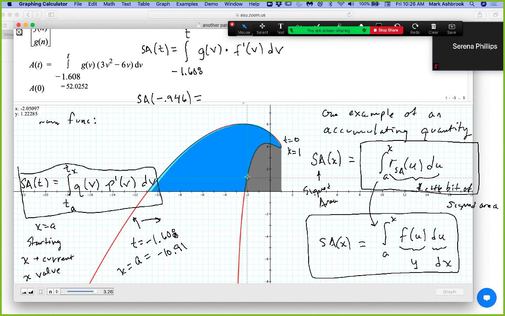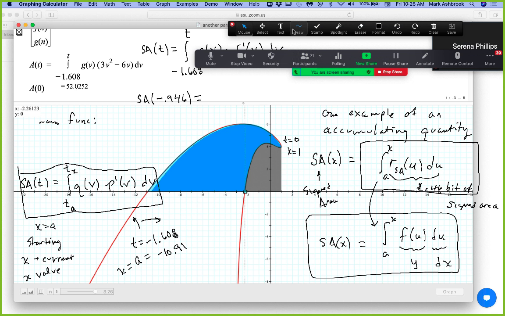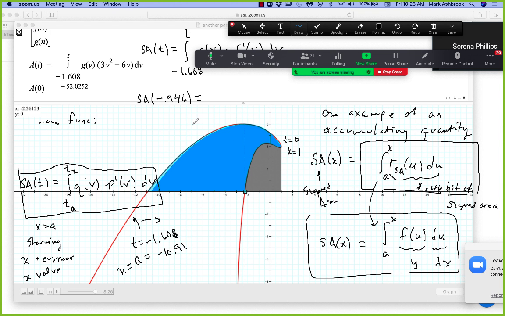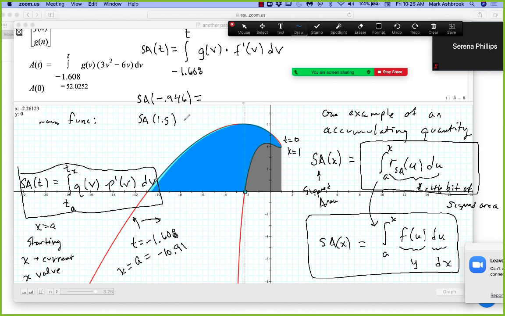Anyway, so whatever t value this is, it's going to be something greater than 1. Let's call it 1.5 or something like that. So suppose it's 1.5. What will the signed area at 1.5 represent? The signed area at 1.5 will represent what?